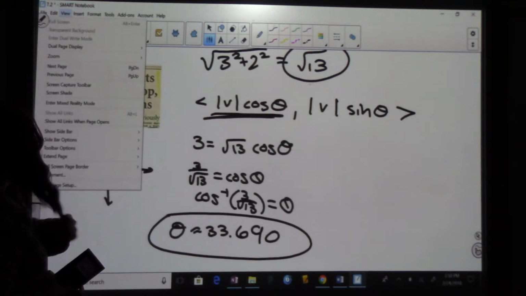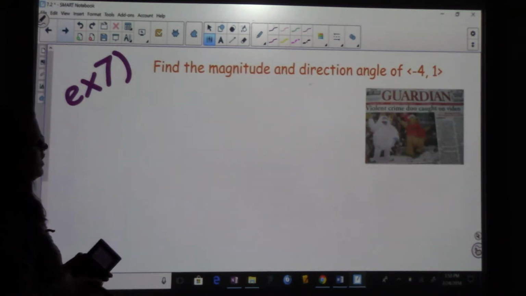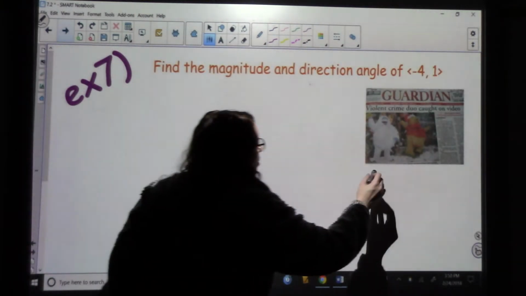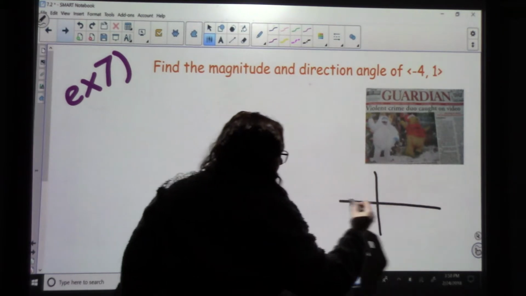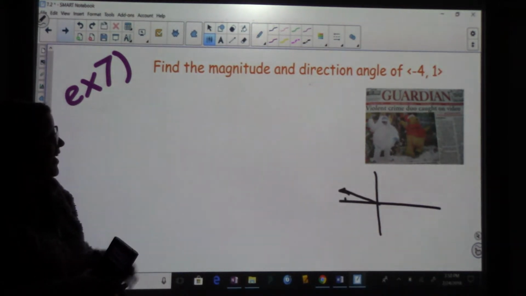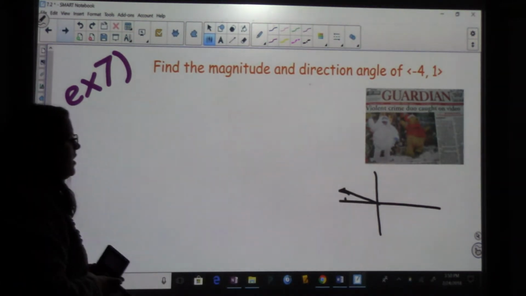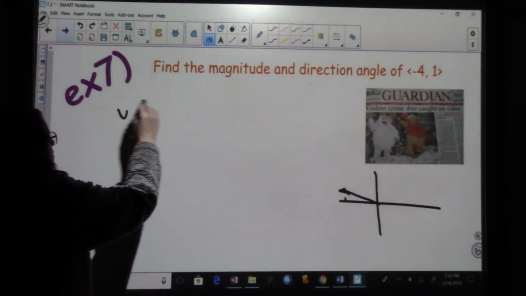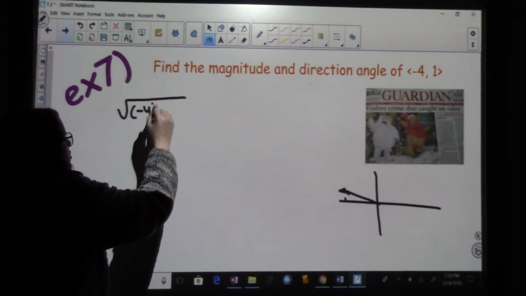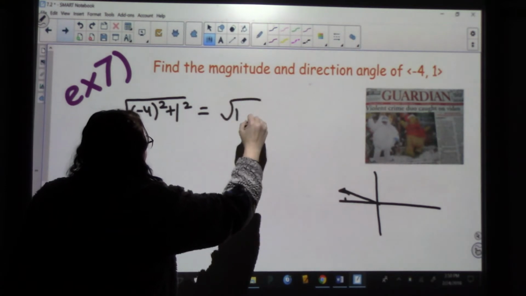Let's do another one. So here we have negative 4, 1. Negative 4, 1 will be somewhere in quadrant 2. So notice my answer should be between 90 and 180 degrees. So let's start by finding the magnitude. Negative 4 squared plus 1 squared. So I have the square root of 17.